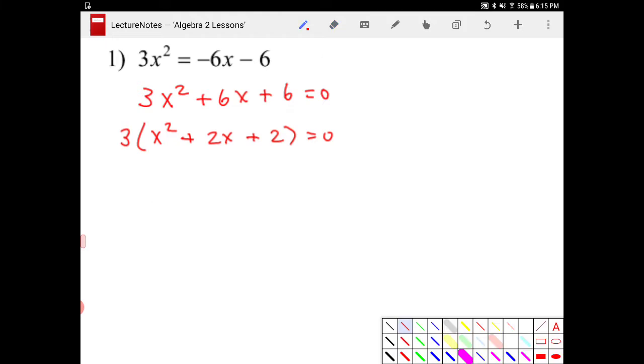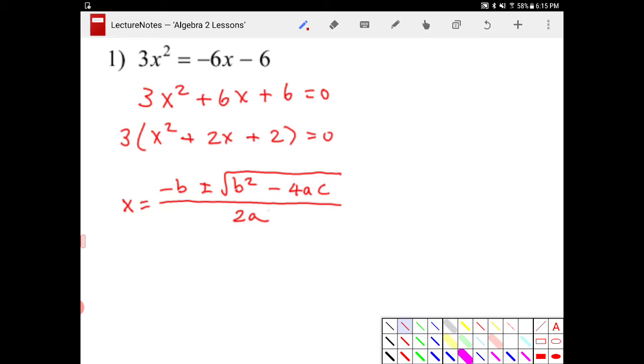So let's take a look. The quadratic formula, if you recall, follows this format here. It's negative b plus or minus square root of b squared minus 4ac all over 2a. Now we're going to ask ourselves, what are the coefficients, the numbers for a, b, and c? Are a, b, and c supposed to be 3, 6, and 6, or is it 1, 2, and 2?